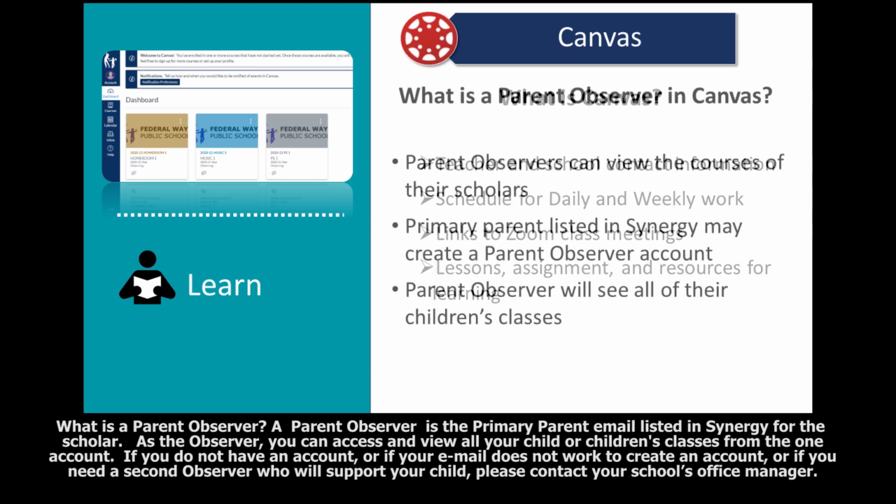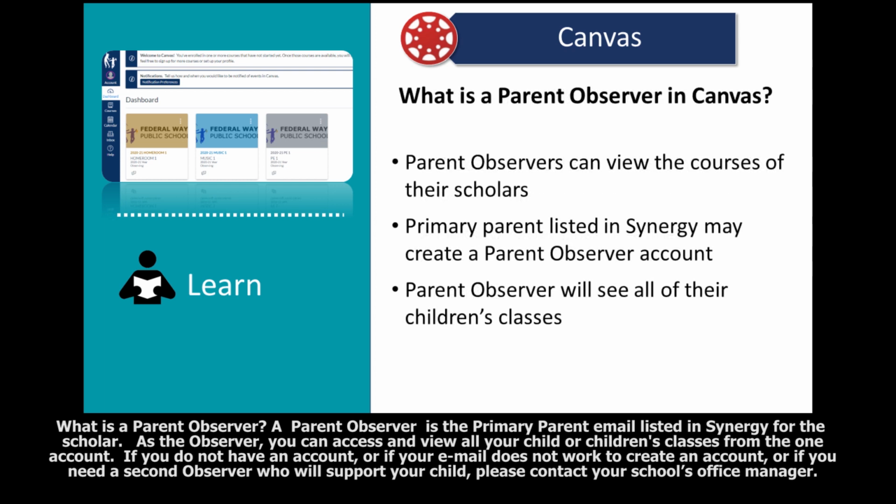What is a parent observer? A parent observer is the primary parent email listed in Synergy for the Scholar. As the observer, you can access and view all your child or children's classes from the one account. If you do not have an account, or if your email does not work to create an account, or if you need a second observer who will support your child, please contact your school's office manager.